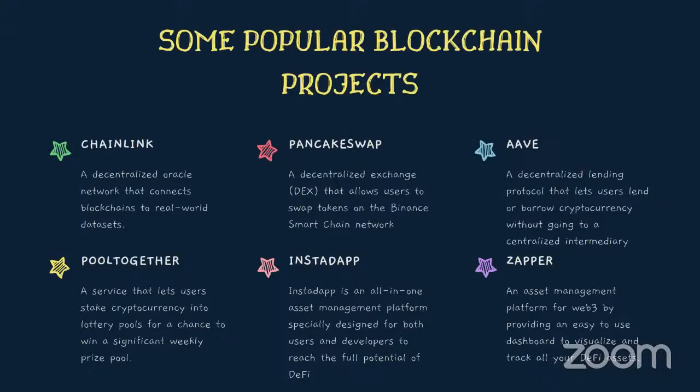So we have Aave. Aave is an open source DeFi platform that lets its users lend or borrow cryptocurrency without the need to go through an intermediary. For example, in traditional finance, you have to go to the bank, sign some documents, and do a lot of stuff before you can actually get a loan, or before they lend you some money.